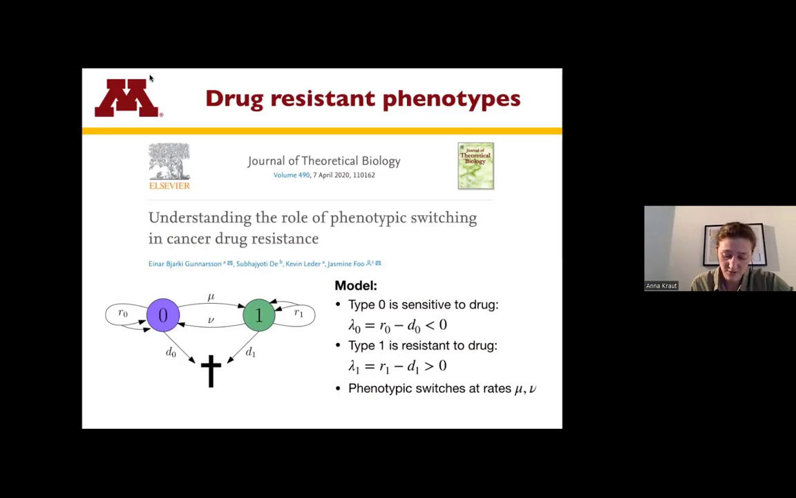And the assumption is somewhat that the type 0 cells are sensitive to the drug, so their net growth rate, birth minus death rate, the lambda 0, is negative, but then type 1 is a resistant state. And the question is whether this potential to switch to the resistant cell can ensure survival of the tumor overall, so of both type 0 and type 1.